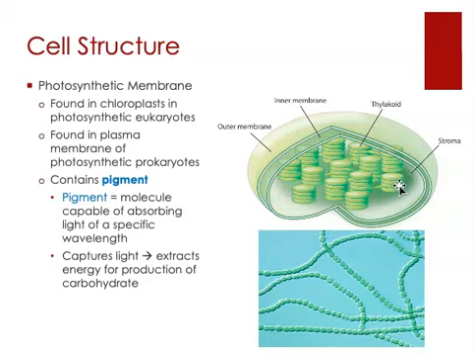We'll talk about chloroplast structure when we get into the eukaryotic organelles. But for now, know that what gives a chloroplast its green color is the pigment called chlorophyll. And it's chlorophyll that is the primary conductor, if you will, of the process of photosynthesis.